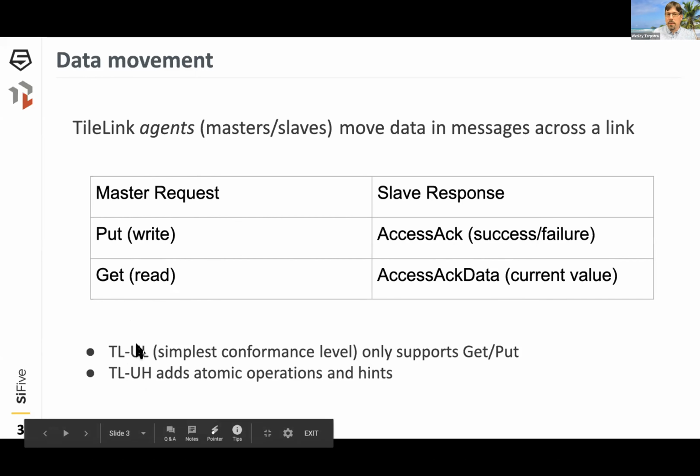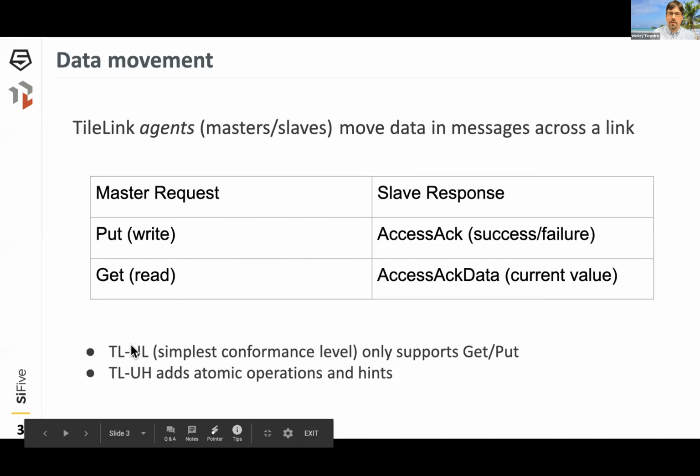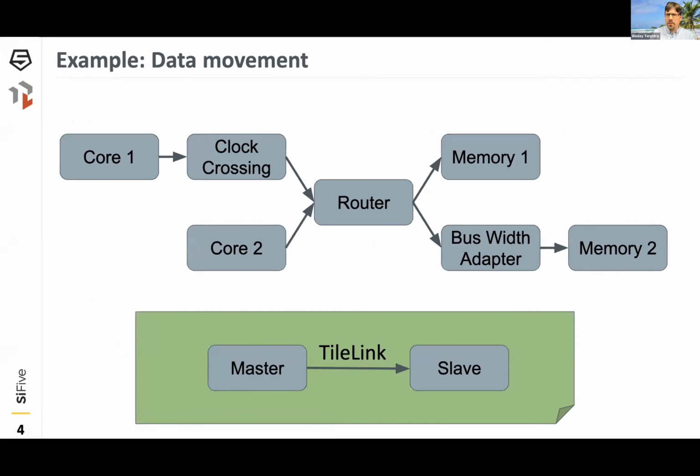That's the UL here. So TL obviously is for TileLink. UL is for, oh man, I forgot. I think, oh yeah, U is for uncached and L is for lightweight. So this is the simplest version, uncached lightweight. And then you have the uncached heavyweight version, which adds atomic operation hints and a few other things that aren't as important. So let's just take a look at what it looks like when you're talking about just the simplest level of TileLink, where you have uncached transactions, so Gets and Puts.